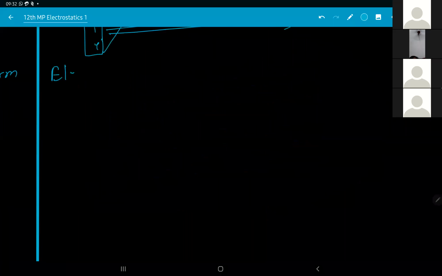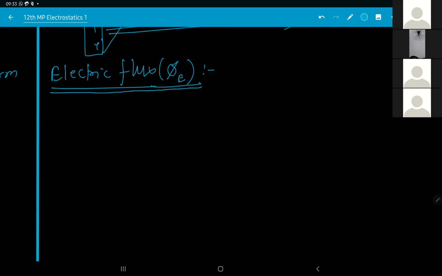Now electric flux. Denoted by phi E. If you write phi, only phi, doesn't matter, it works. But when you complete the syllabus, there are 3 phi's: phi E, phi B, phi O. It is electric flux, magnetic flux, optical flux. So now electric flux is, first I'm writing the definition and then I will explain it to you.